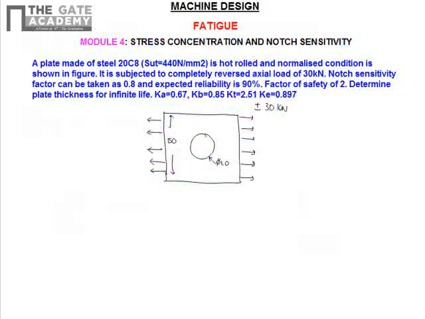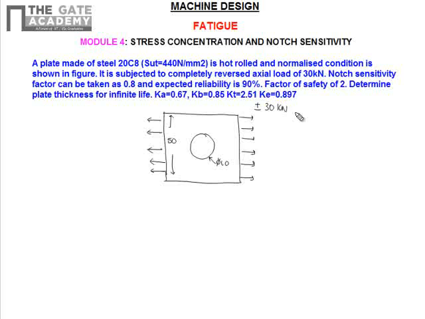Okay, having learned so much about the stress concentration factor, the theoretical stress concentration factor, the fatigue stress concentration factor and notch sensitivity, we will try to solve one problem. A plate made of steel 20C8 having an ultimate tensile strength of 440 Newton per mm square, in hot rolled and normalized condition, is shown in this figure. It is subjected to a completely reversed axial load of 30 kilonewtons.